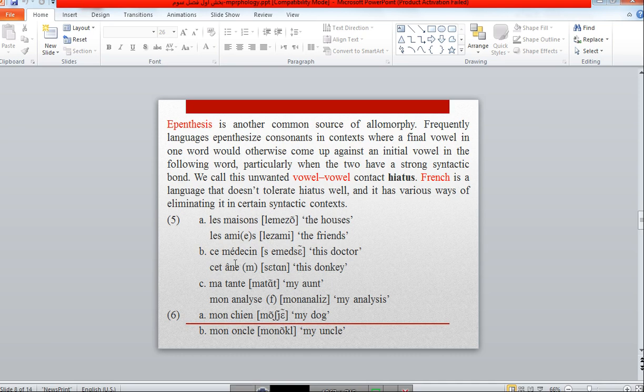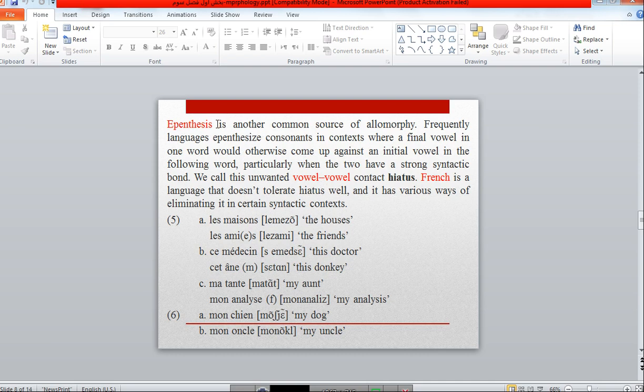Or c'est médecin, c'est on. You see here, c'est on, we have two vowels near each other, so we put some consonant between them, so we pronounce it c'est on. Mon analyse, and this one again, mon ami. We put some consonant between them, so we call it a kind of hiatus, vowel, and we put a consonant between these two vowels, and we call it epenthesis.